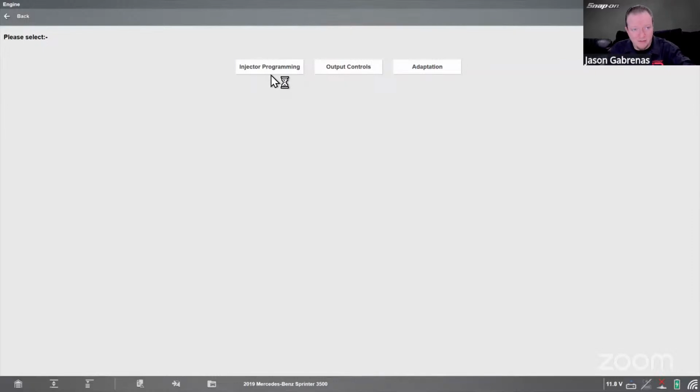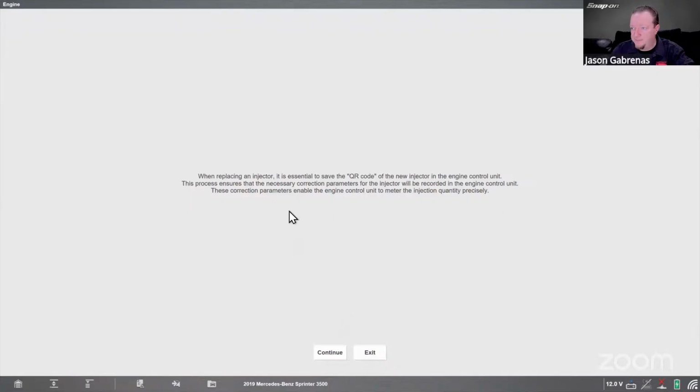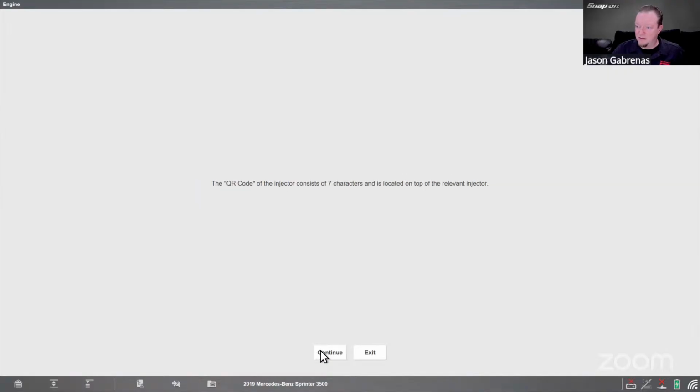So many diesels, especially direct injected diesels, will need their injectors coded to the vehicle. So in this case, we'll go in there. When replacing an injector, it's essential to save the QR code of the new injector in the engine control unit. The process ensures that the necessary correction parameters for the injector will be recorded in the engine control unit. These correction parameters enable the engine control unit to meter the injection quantity precisely. So it's a 7-character code located on the top of the injector.